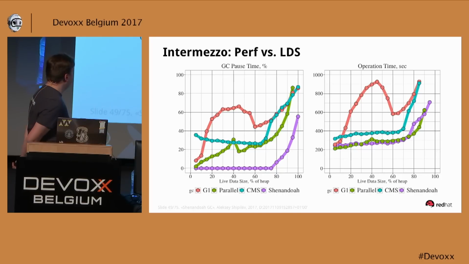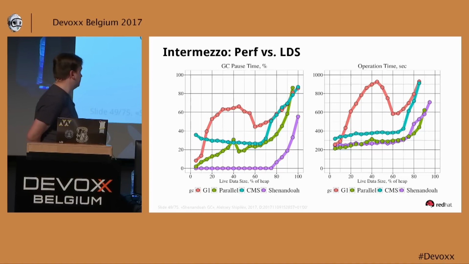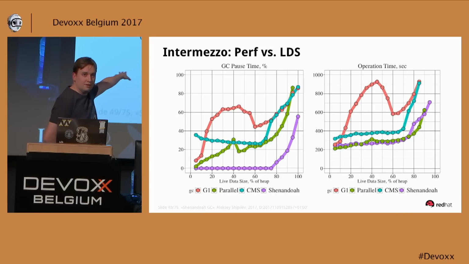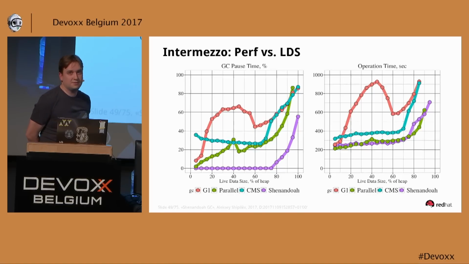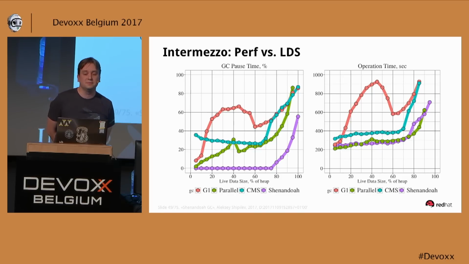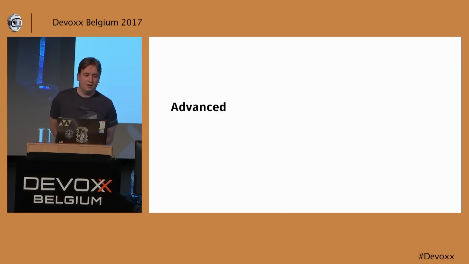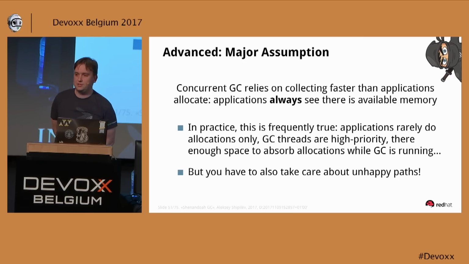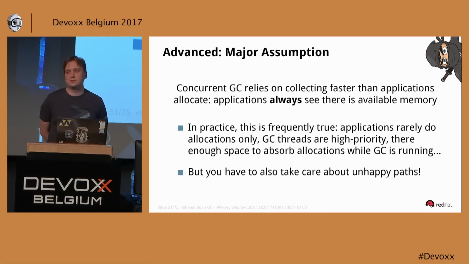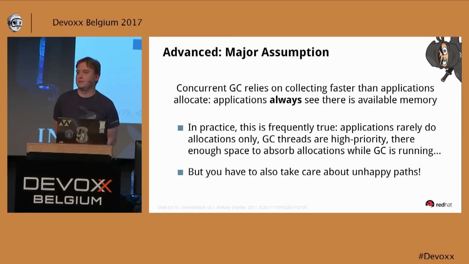And if you look at the GC pause time as the percent of the total runtime, you will notice that Shenandoah is there at the bottom, at the zeros, until the heap gets too crowded for Shenandoah to operate well. Okay. We will talk about this not-well thing a little bit. And the major assumption that all concurrent GCs have is that concurrent GCs have to collect faster than applications allocate memory. Or, in other words, applications should always see if there is available memory.